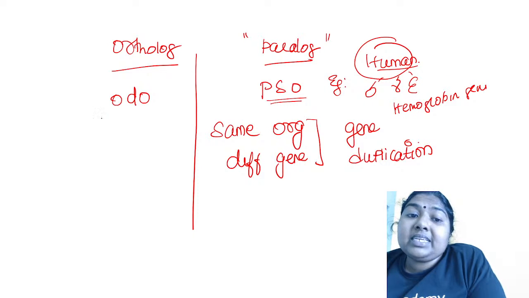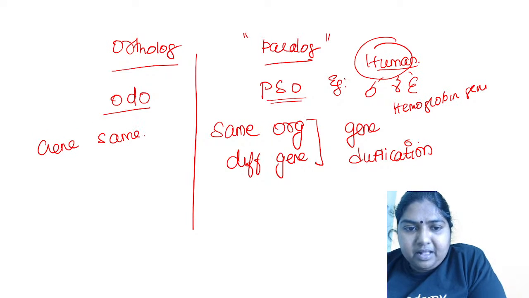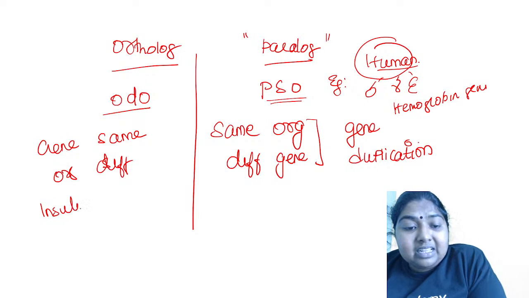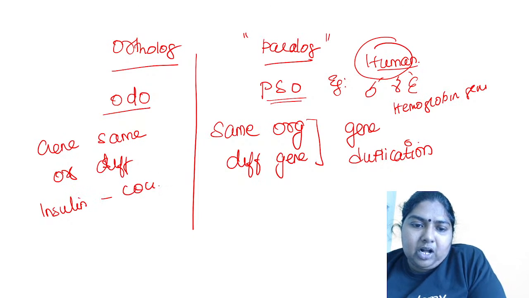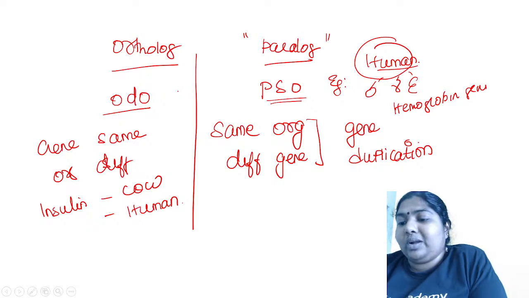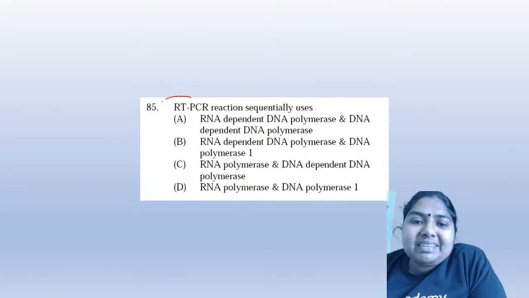Ortholog means the organism is going to be different, and the gene is going to be the same. For example, if you take the insulin gene, it is present in cow, it is present in human, understood? So this is what is going to be the ortholog. Now you got it, Prachi? Okay, fantastic. So RT-PCR reaction, it uses which of the following?